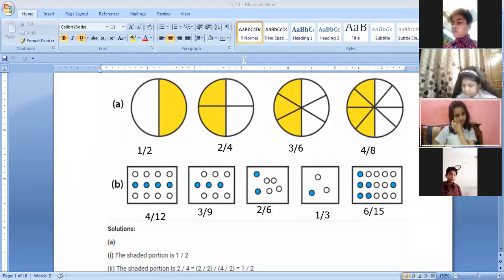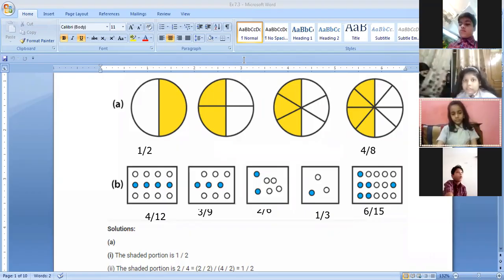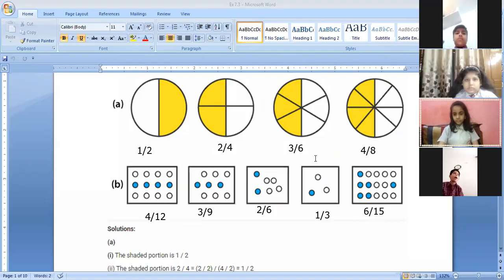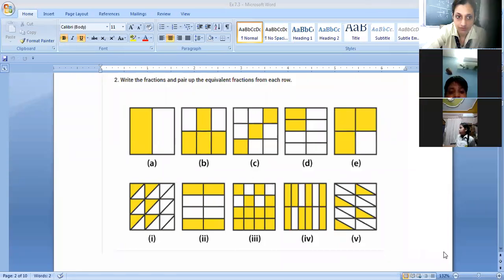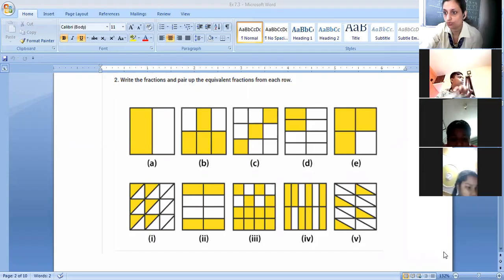I think you have understood this question now. Clear? Now let's start with question number 2. Write the fractions and pair up the equivalent fractions from each row.